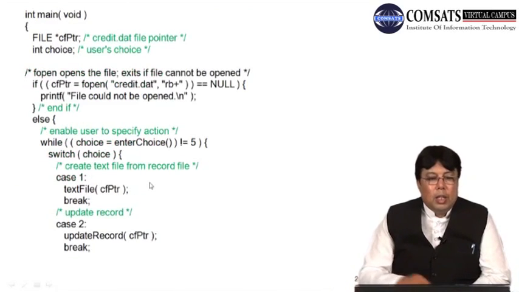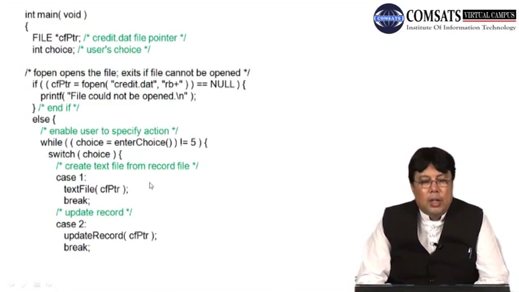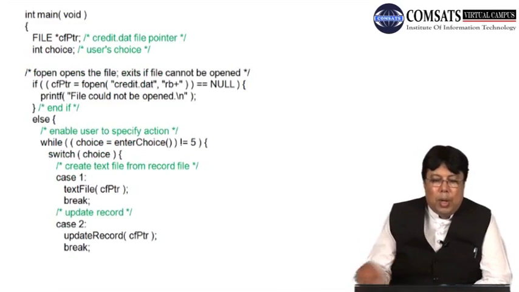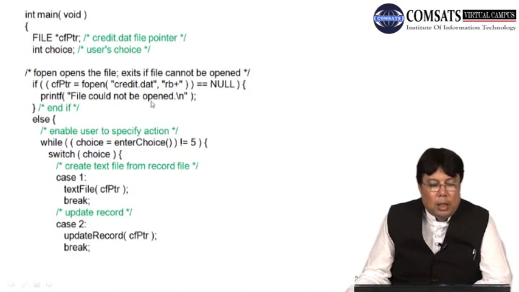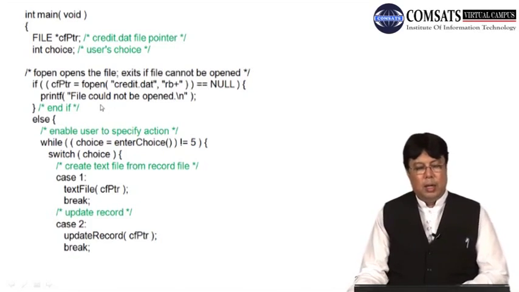Okay, so let's start with this credit.dat file pointer and the choice. We can open up the file. This is the same sequence of instructions that we used in the previous example, and you know that we can open a file for both read and write. That's why we are using this plus sign. If it is null, the file cannot be opened; otherwise the file is there for our read and write.